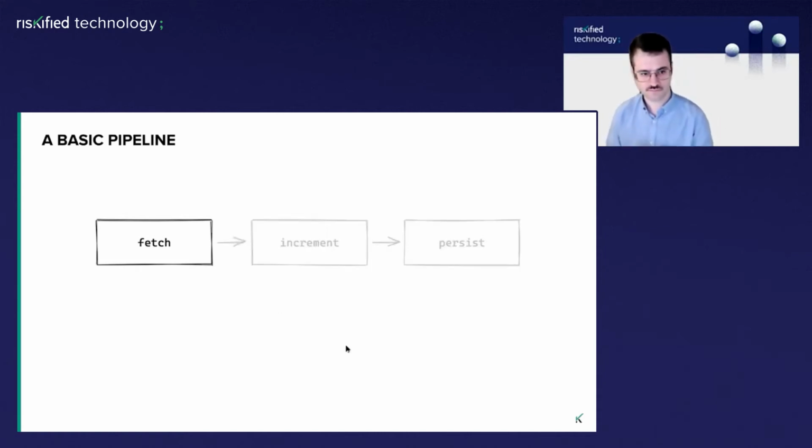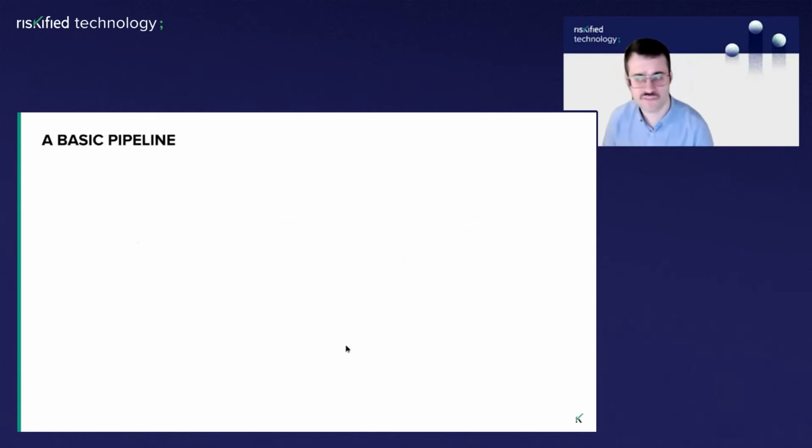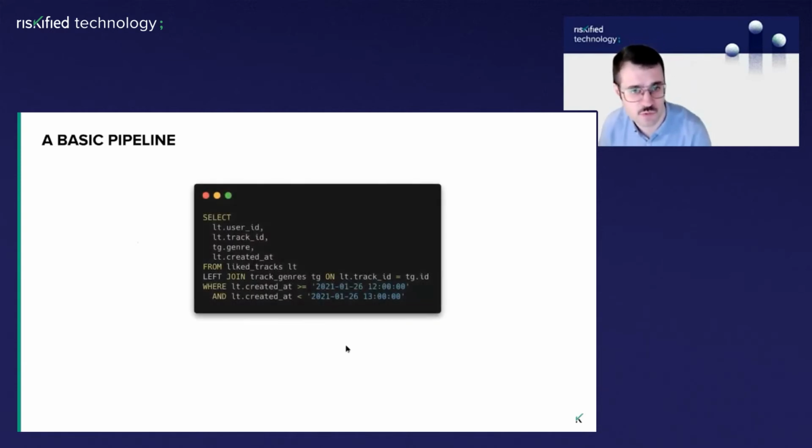So let's talk about the fetch step a bit. Fetching new information might happen in many ways, but let's think of a simple way, which is unloading information from maybe our data warehouse or another database for our hourly job. We start by selecting the information we need: user ID, track ID, genre, and created at from the liked tracks table that we've seen.